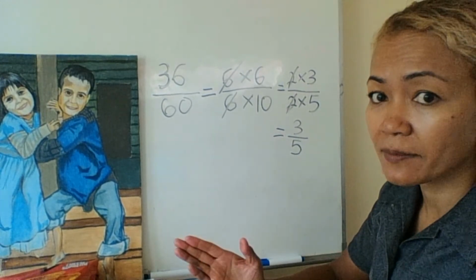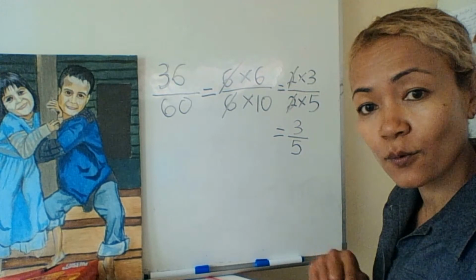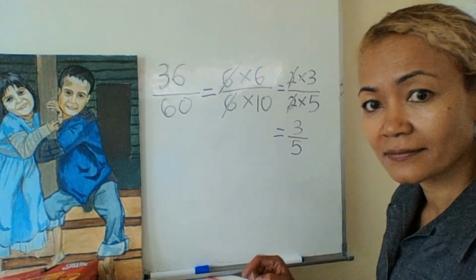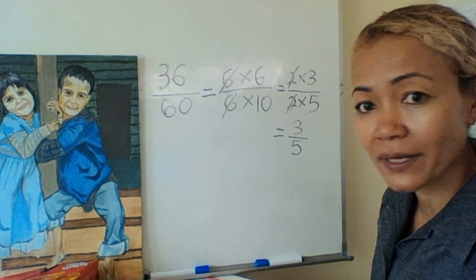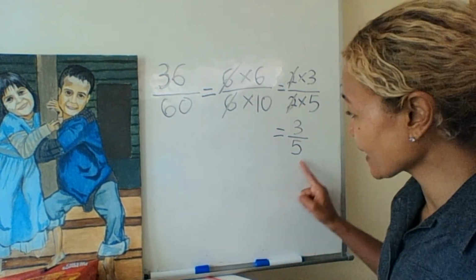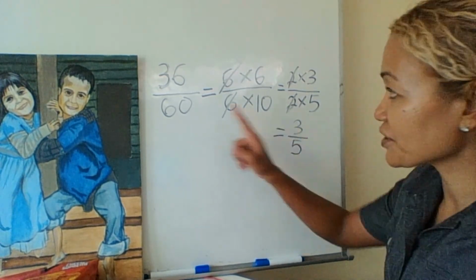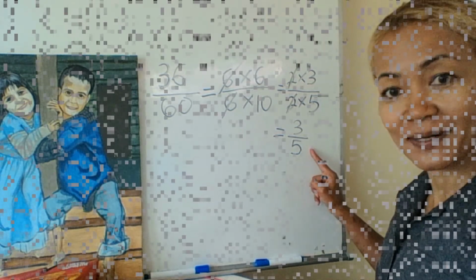Let's see, can we simplify it further? 3, only 2 factors. 1 times 3, if you're talking about whole numbers. 5, same thing, 1 times 5. I think that's the end of the line. That is that fraction in its lowest terms. All right, we're good.